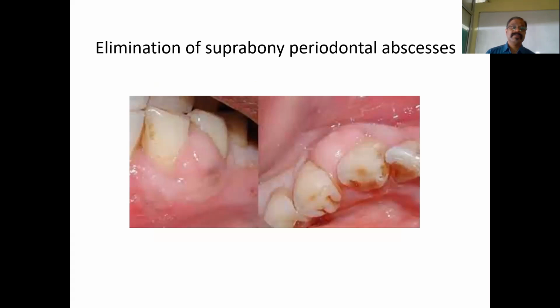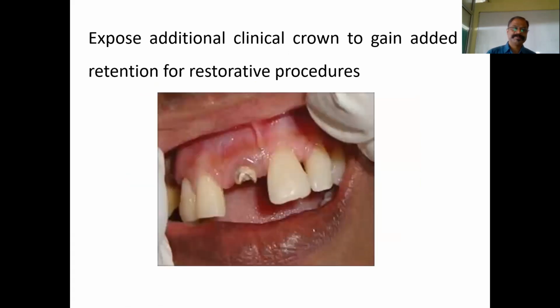The third one is elimination of suprabony periodontal abscesses. An abscess is a localized collection of pus. But if this abscess becomes chronic, then you see here, the tissue becomes more fibrotic. So to eliminate these sort of clinical situations, we again use gingivectomy procedures.